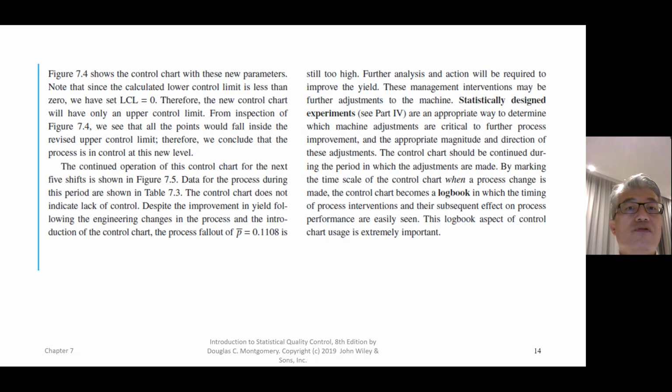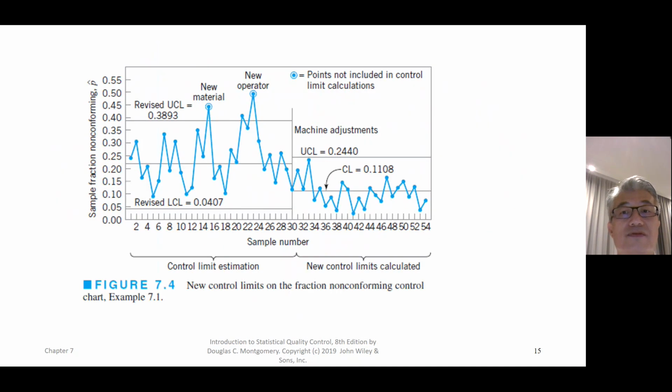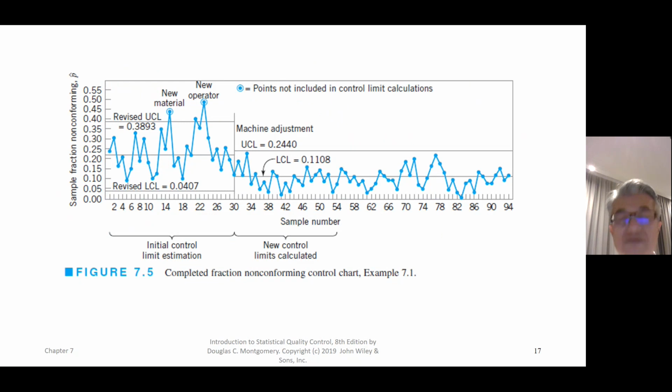We see all the points fall inside the revised control limits. Therefore, we conclude that the process is in control once again at the new level after the process adjustment. The continued operation of this process chart for the next 5 shifts is shown in figure 7.5. It's going further. That's great.